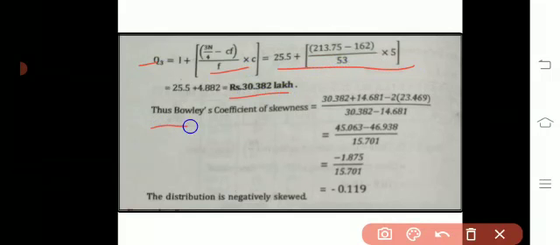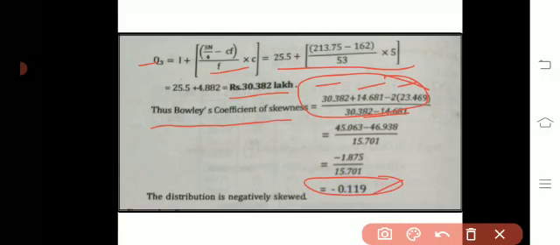Then by using Bowley's coefficient of skewness and the Q1, Q2, Q3 values, put the values. Q3 is 30.382 plus Q1 is 14.681 minus 2 into Q2, 2 into 23.469, divided by Q3 which is 30.382 minus Q1 which is 14.681. Then simplify this. After simplification, you will get Bowley's coefficient of skewness as minus 0.119. Since we got a negative answer, the distribution is negatively skewed. That is the conclusion. So you can expect this example in the exam for 10 marks.